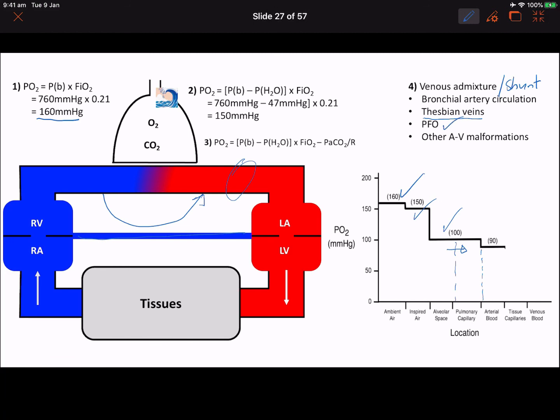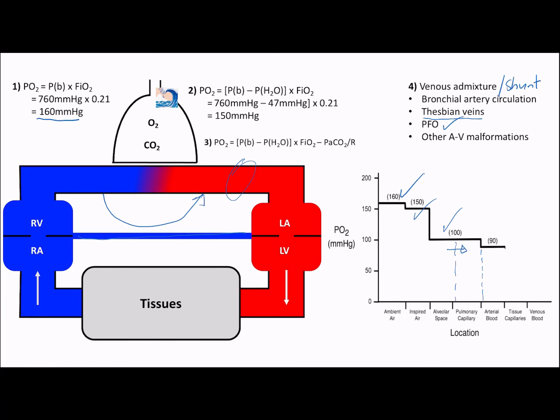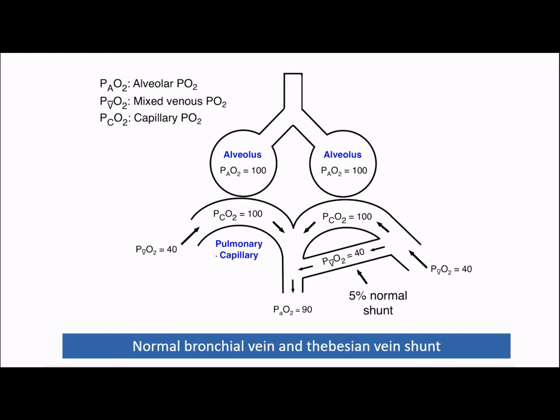A patent foramen ovale is a connection between the right atrium and the left atrium. Again, if blood's flowing through the right atrium to the left atrium, you're bypassing the lungs. And there's also other arteriovenous malformations within the lung itself. So there's where the pulmonary arterioles are connected to the pulmonary venules, completely bypassing the alveoli. And you can see almost an arteriovenous malformation here.